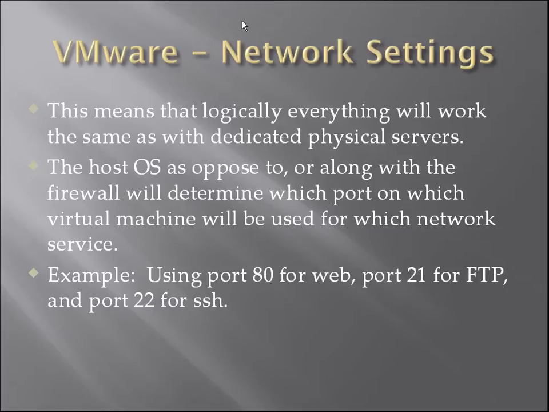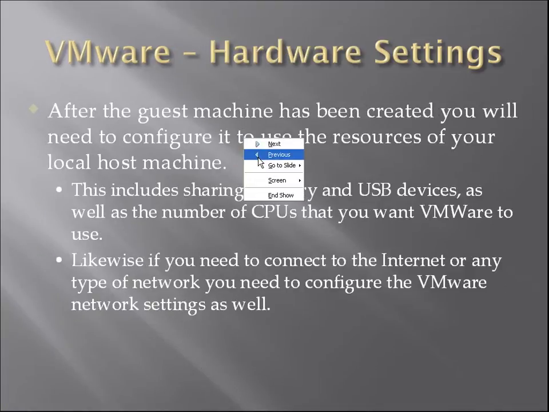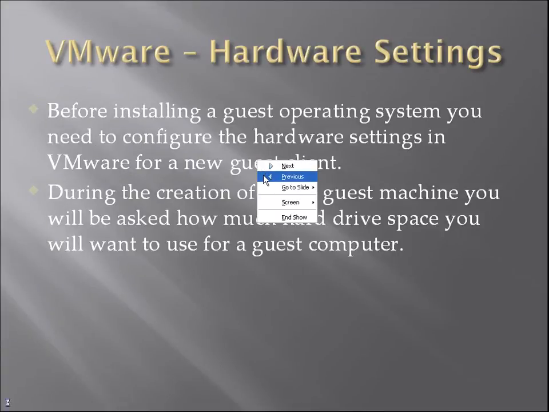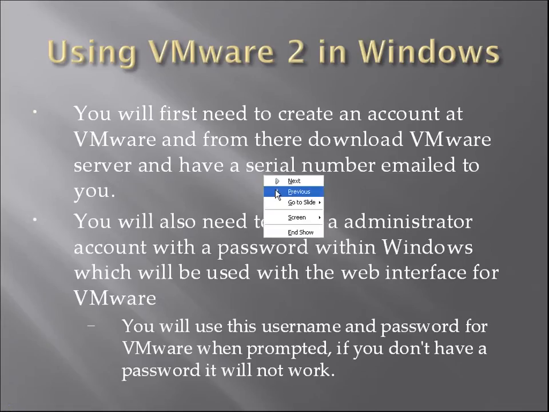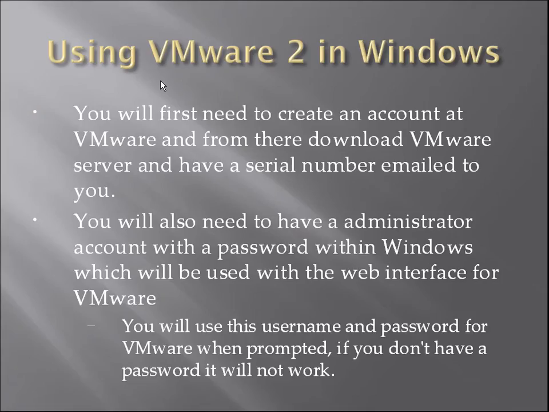Okay, going on to VMware and actual network settings, I think it was a couple slides before this one. Back up some. Okay, everyone knows you use ifconfig to see your IP addresses, like you use ipconfig to see your IP address in Windows. And now go a little bit into actually using VMware Server 2 in Windows.